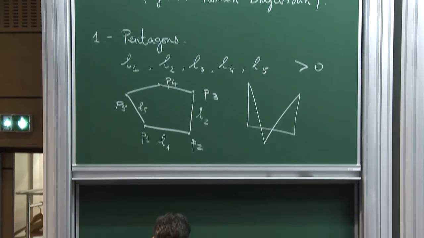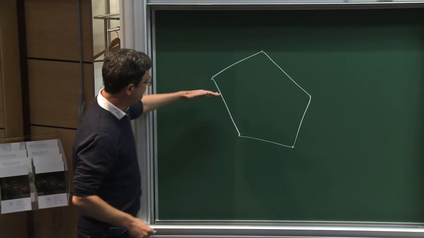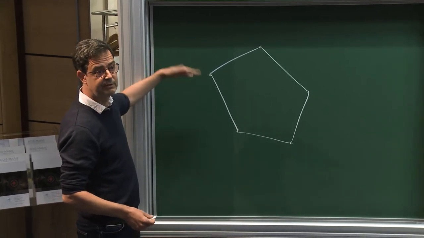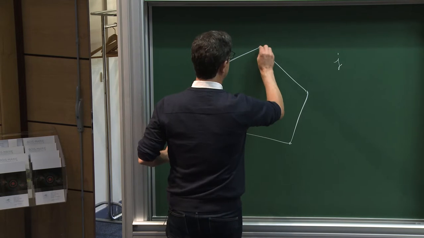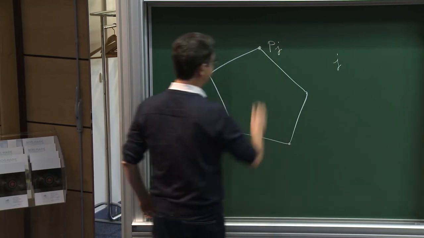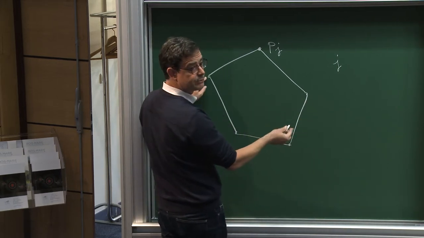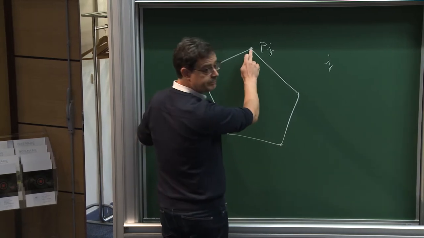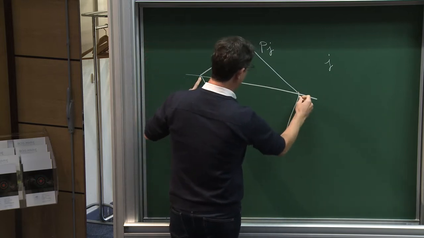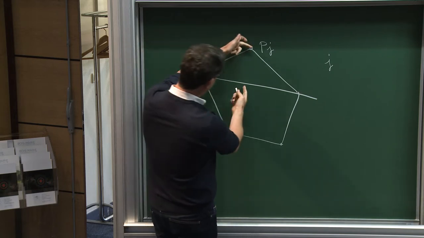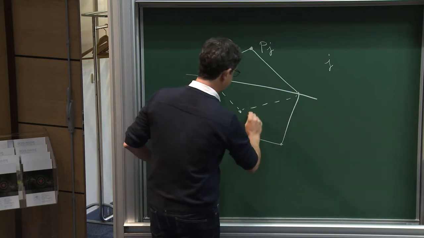So let me draw a picture. So you start with a pentagon. And I will define five involutions on the space of pentagons. So you fix an index j between 1 and 5. Say j is 4. So you look at the point pj. Here it's p4. And you fix the four remaining points, and now you will move pj. And how do you do that? You draw the line joining pj minus 1 and pj plus 1. And you just take the symmetric of pj with respect to this line. And this is pj prime.